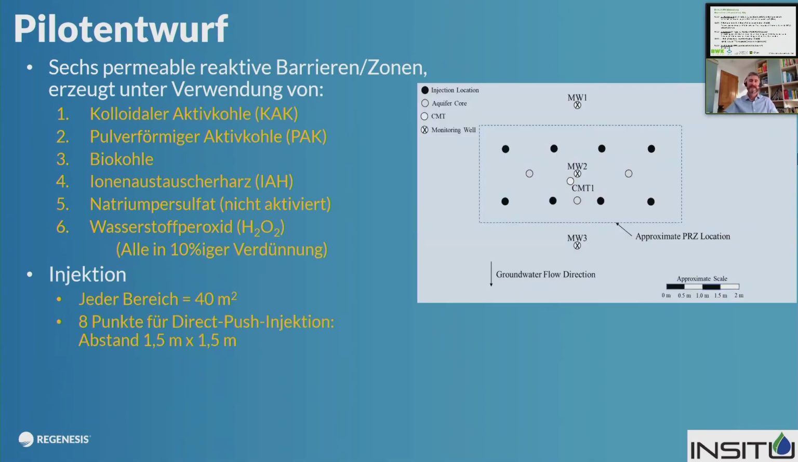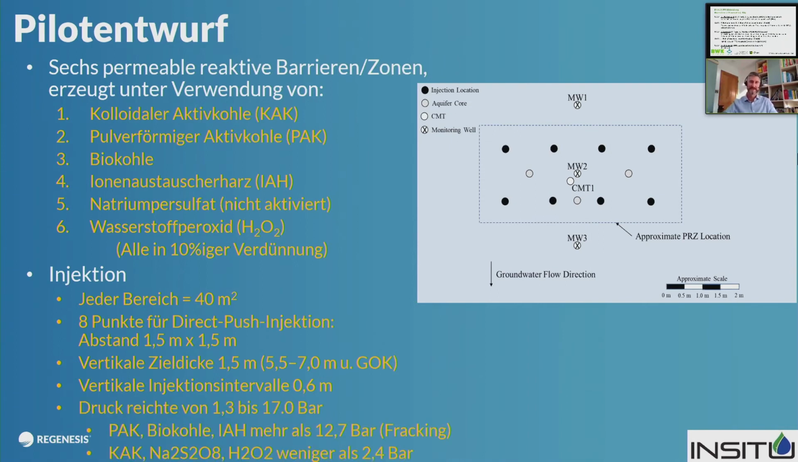So this is what each cell looked like. Basically a permeable reactive barrier. Groundwater flow is going from top of the picture to the bottom of the picture. You've got 8 injection points on a 1.5 meter injection spacing. You're monitoring through wells. You've got cores, and then you've got a multi-level well in there as well. The injection zone, the target zone, is 1.5 meters, from 5.5 to 7 meters below ground level, and they're injecting every 0.6 of a meter through that.